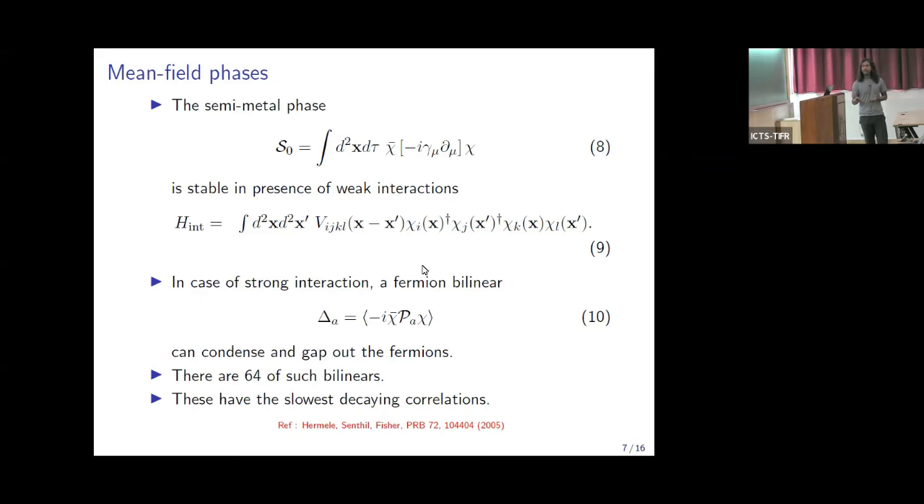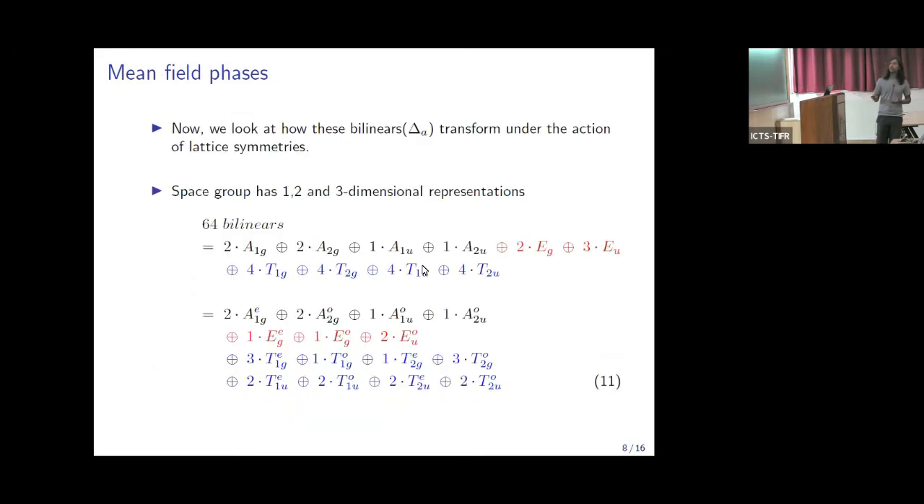So we ask how these 64 bilinears transform under, let's say, lattice symmetries. It turns out that the space group of the lattice has 1, 2, and 3 dimensional representations. And these 64 bilinears, which transform into each other under lattice symmetries, form a 64-dimensional representation, which is of course reducible. It reduces like this: there are 6 one-dimensional representations, 5 two-dimensional, and 16 three-dimensional representations, which can be further classified using time reversal symmetry. So E and O imply time reversal even or odd.